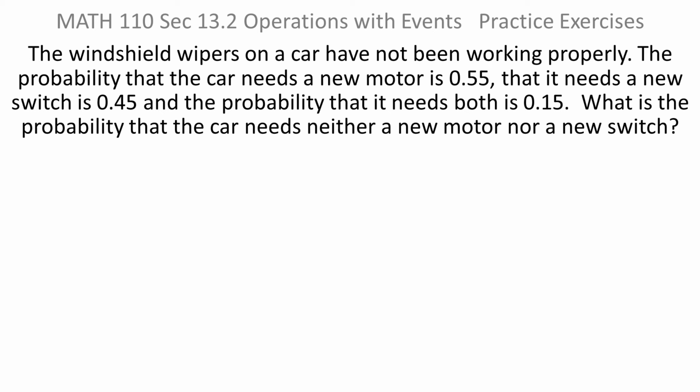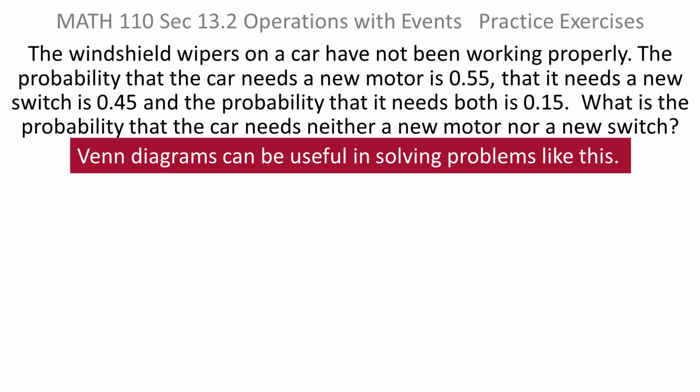The windshield wipers on a car have not been working properly. The probability that the car needs a new motor is 0.55, that it needs a new switch is 0.45, and the probability that it needs both is 0.15. What is the probability that the car needs neither a new motor nor a new switch?